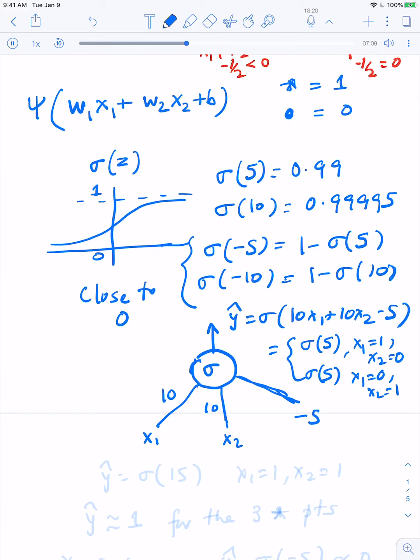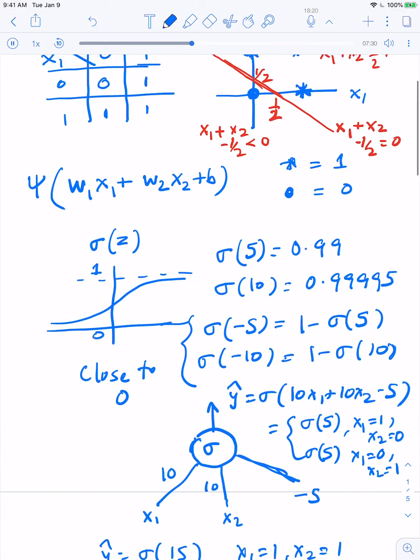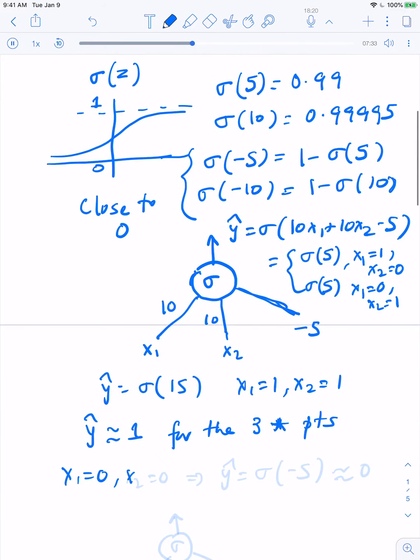So let me write it here. Y hat is sigma of 15 for x1 equals 1, x2 equals 1. So basically y hat is approximately equal to 1 for the 3 star points, which is good. And when x1 is 0 and x2 is 0, then y hat is what? 0 plus 0 minus 5, sigma of minus 5, which is approximately equal to 0. So you can see that that's implementing the right function.